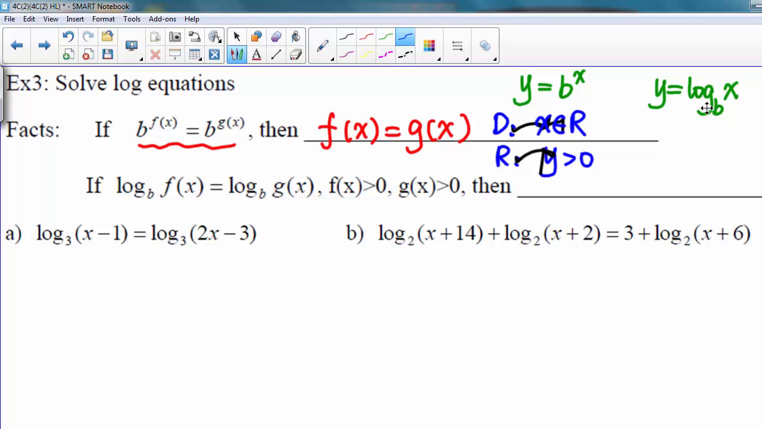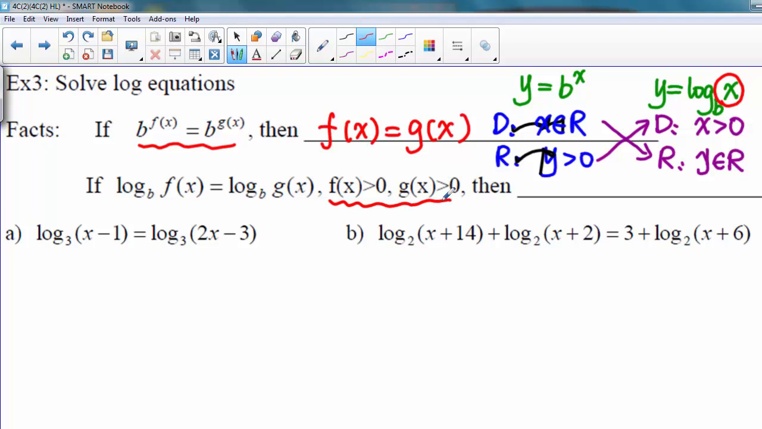As the logarithm is the inverse of the exponential function, we know the domain of the original function becomes the range of the logarithm inverse function. So the range here is, y can be all real numbers. But my domain for the inverse comes from the original range. So this x has to be greater than 0. So that means for any log function, the argument x must be positive. This is the reason we see the restrictions here.